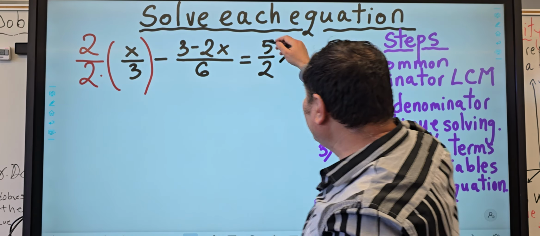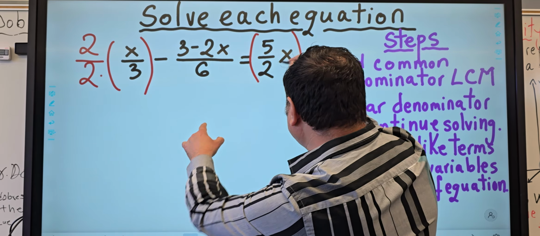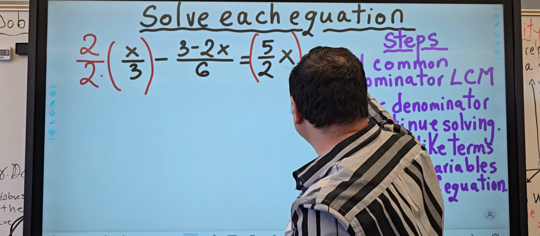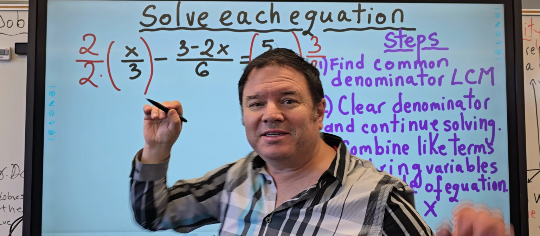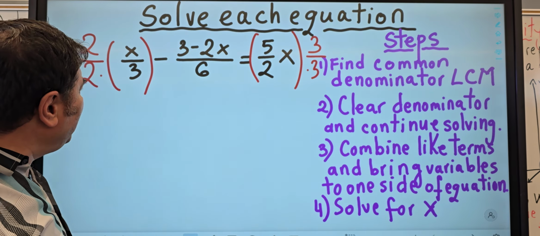Now let's take a look at the last one here. Here we have the 2, and now we know that 2 times 3 equals 6. Whatever we do on the bottom, we do on the top. Okay, let's continue now with our equation.